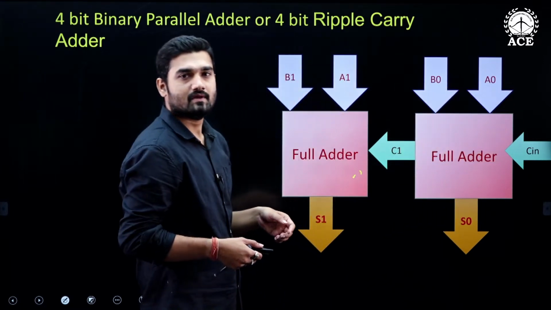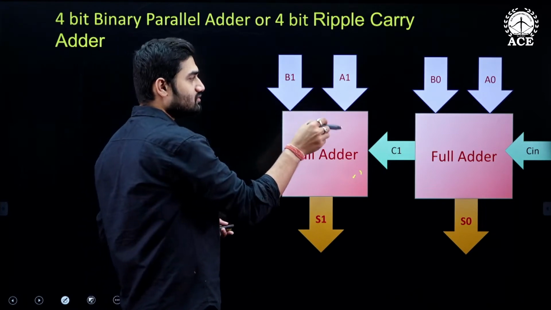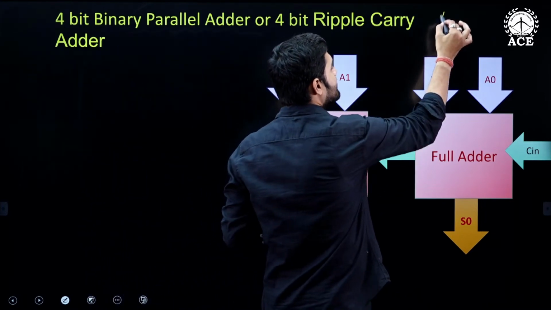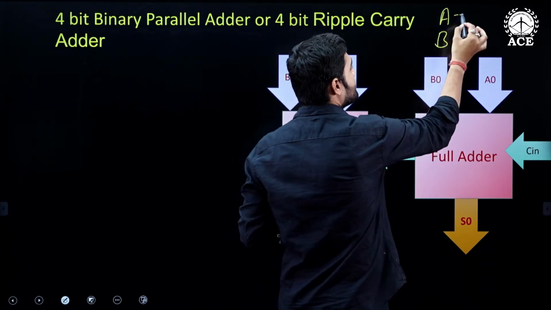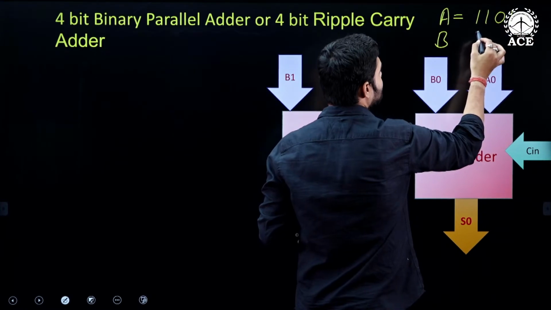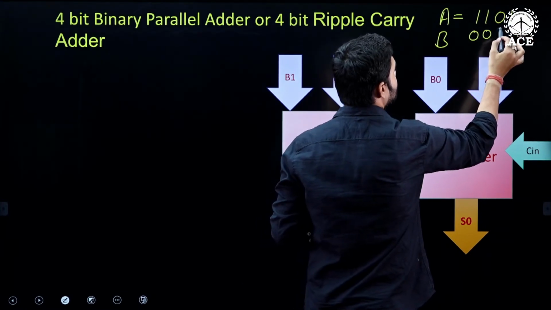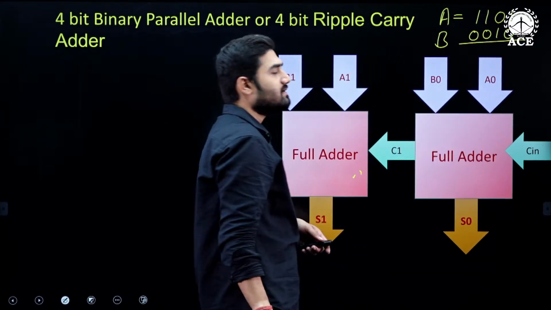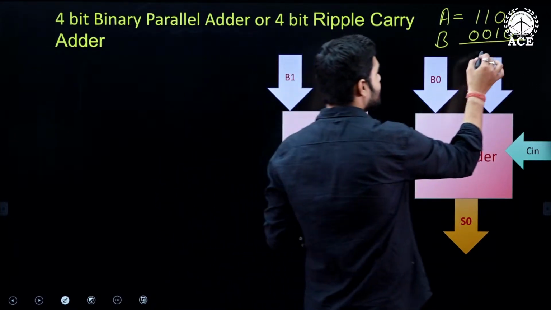Now let us assume, let me take a number in parallel. Let us say my A register and B register. My A is having something like 1101, and my B is having, let us assume, 0010, like this. If I add, what is my result?